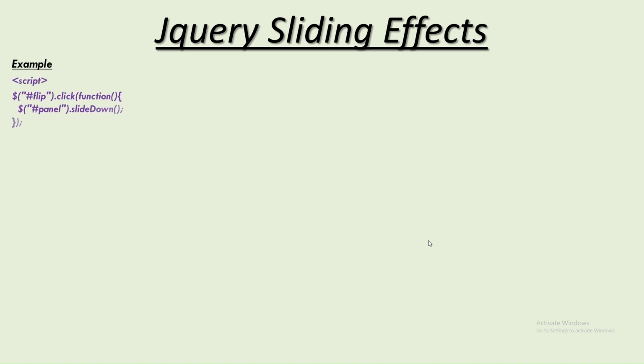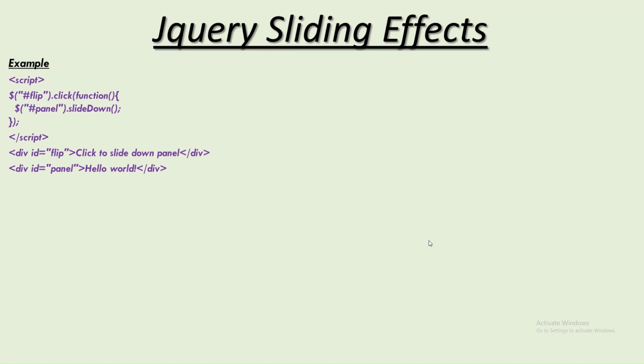So here we have the slideDown method inside a click function, and that's on a div named flip. Inside the div, we have a text like "click to slide down panel", and then on the click function, we mention panel dot slideDown. Panel is another div which has the text "hello world" inside it, and on click of the first div, it will show up. Moving ahead.